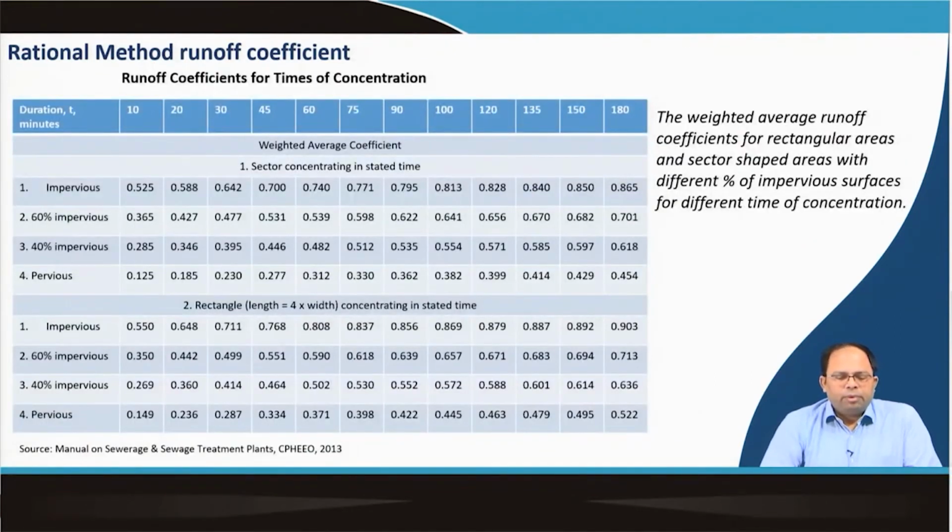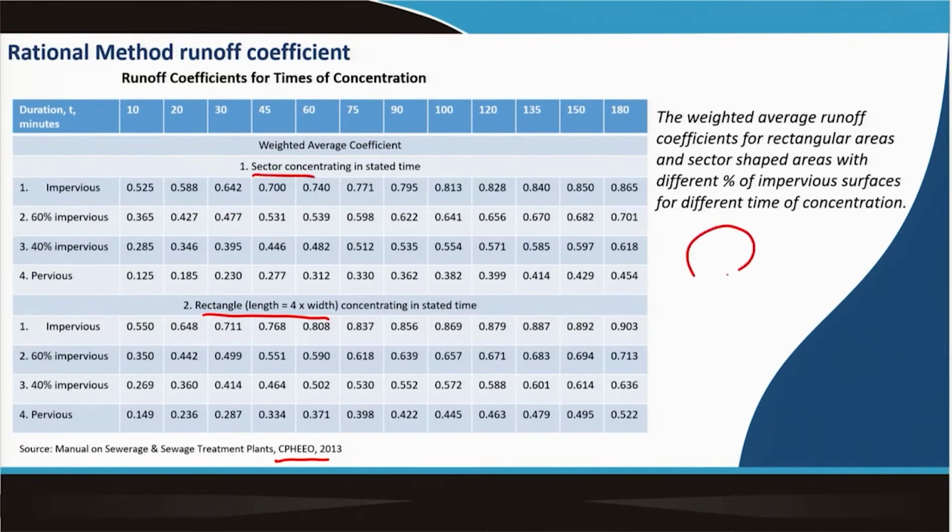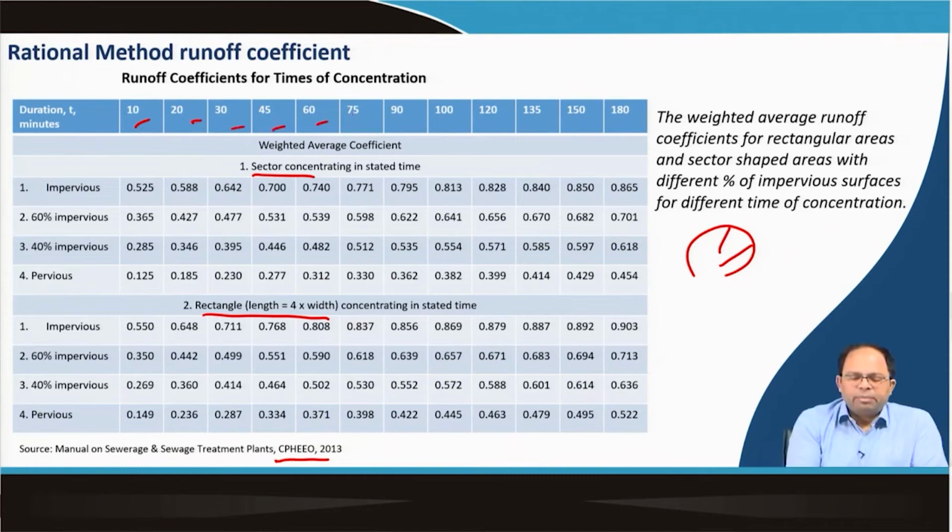This is a table that is provided by CPHEEO, where different shapes of catchment are considered, like a rectangle where length is equal to 4 times width, or something like a sector shape, where we can divide into different sectors. And here you can see that for different durations of rainfall, like 10 minutes, 20 minutes, 30 minutes, 45 minutes and so on, the imperviousness factor changes.